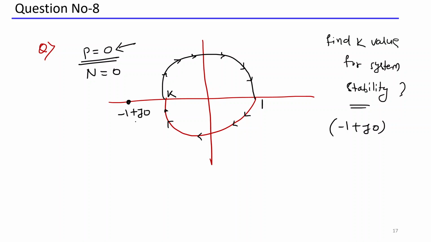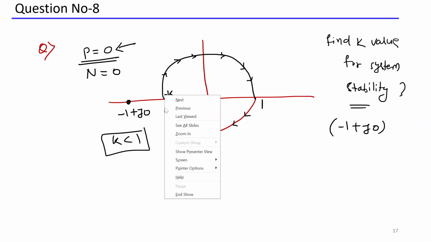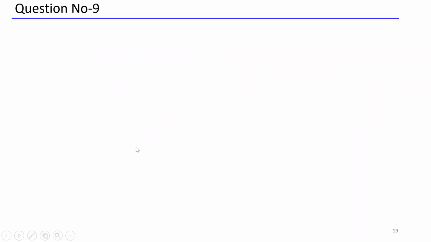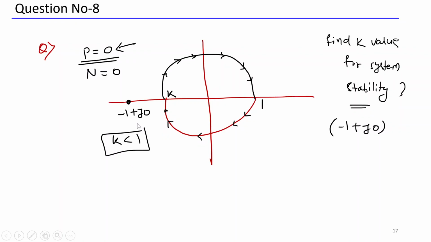It means the K value should be greater than 1 or less than 1. Sir, that is, minus 1 should be less than K, K value should be less than 1, right? Because this is minus 1, this is 1. Is K to be taken as minus or positive, sir? It is negative, so it is always minus. Minus 1 is less than minus K. It means K should be greater than 1.